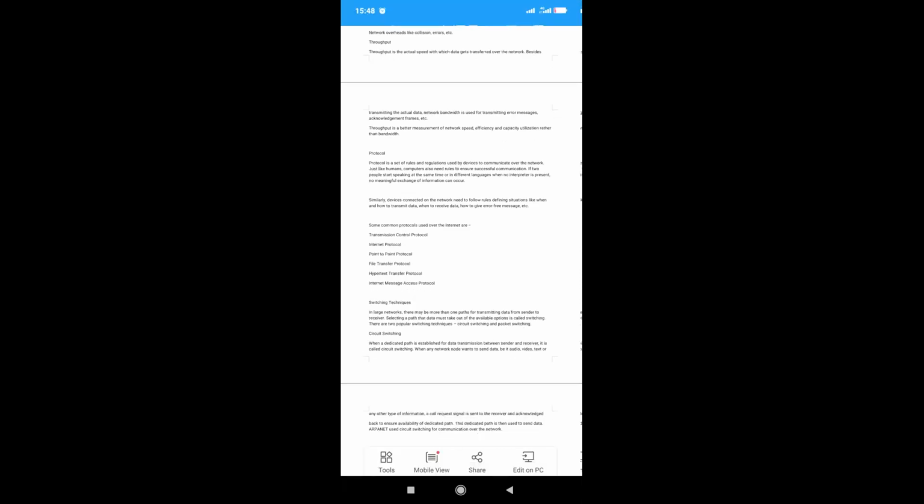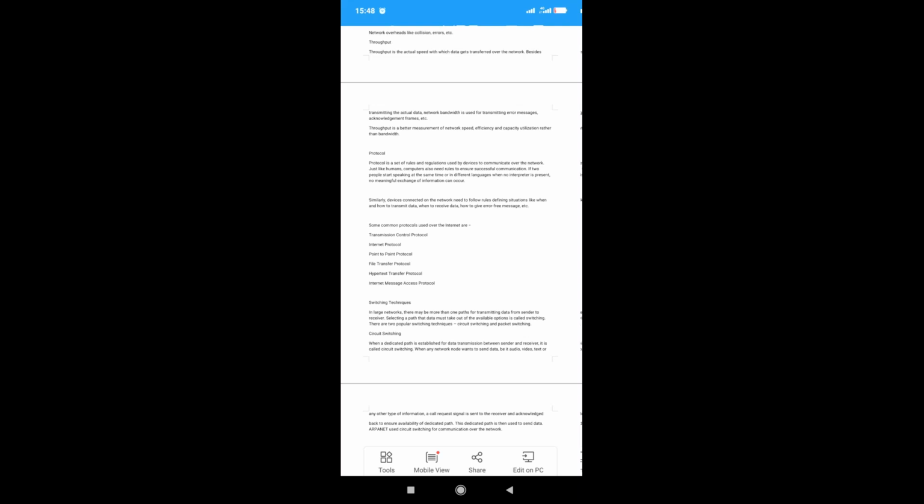What are the types of protocols which are being used now? We have transmission control protocol, internet control protocol, point-to-point protocol, hypertext transfer protocol. Then we have the internet message access protocol. These are the types of protocols which we have. And perhaps by the next class, we are going to be treating all of them one after the other.